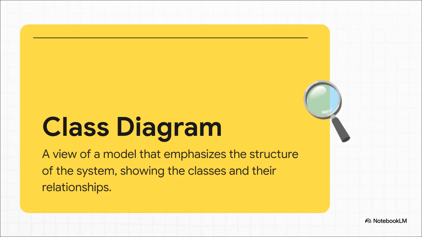Now for a totally different kind of map. This is a class diagram. If that last map was about who does what, this one is all about what things are. It describes the structure of the system itself. Think of it as the nouns, not the verbs. It's a map of the building blocks.